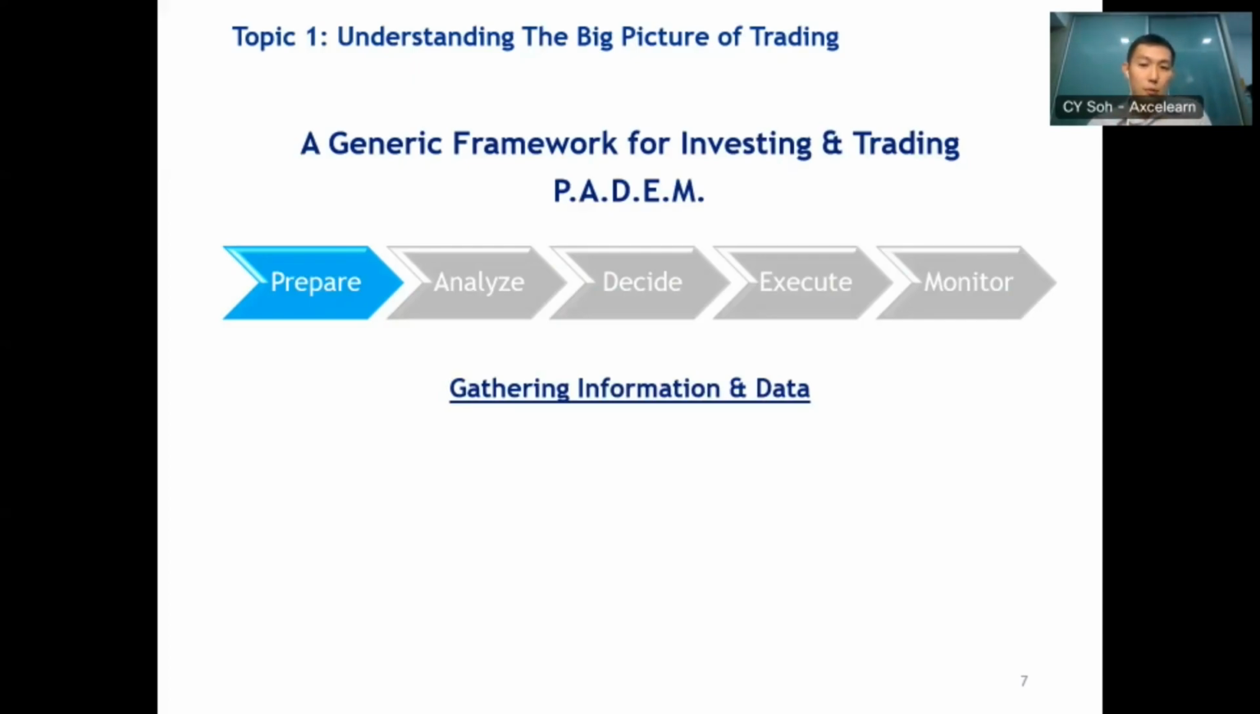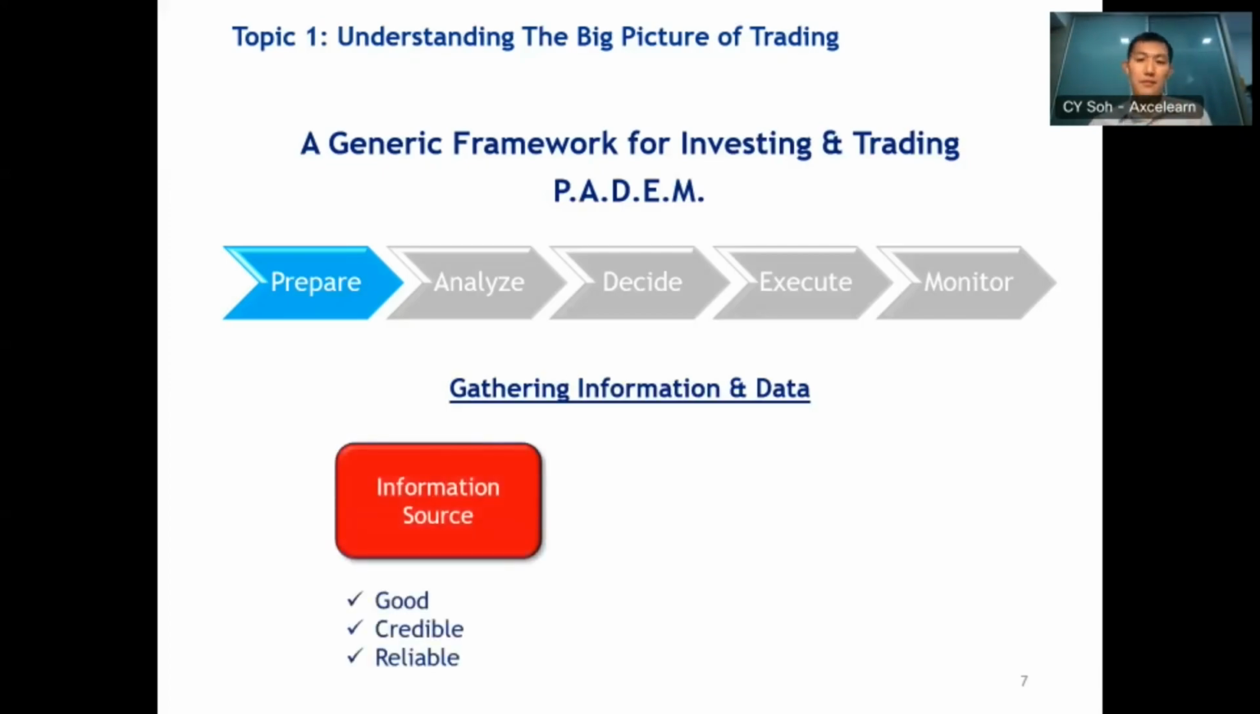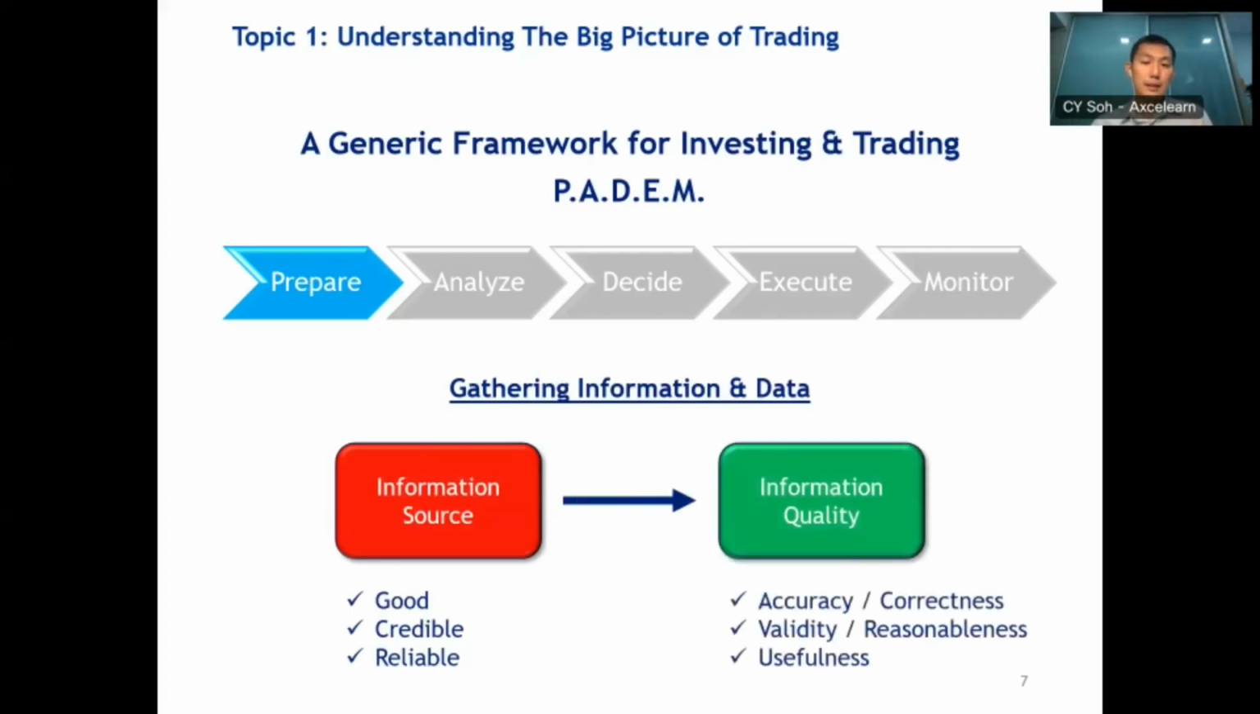The quality of your research would actually depend on the quality of information you get. So the first thing you want to make sure is that when you gather information, your information source is good, reliable, and has credibility. That's where you will be able to get high quality information. And with high quality information, your analysis can be useful and valid.